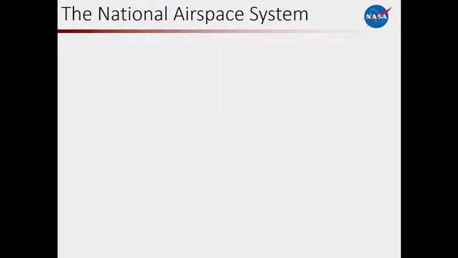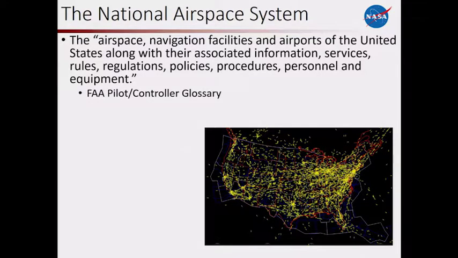Well, that's what the National Airspace System is. Right, so the definition is the airspace, the navigation facilities, the airports, along with all the associated information services, rules, regulations, et cetera, that allow planes to get from point A to point B.